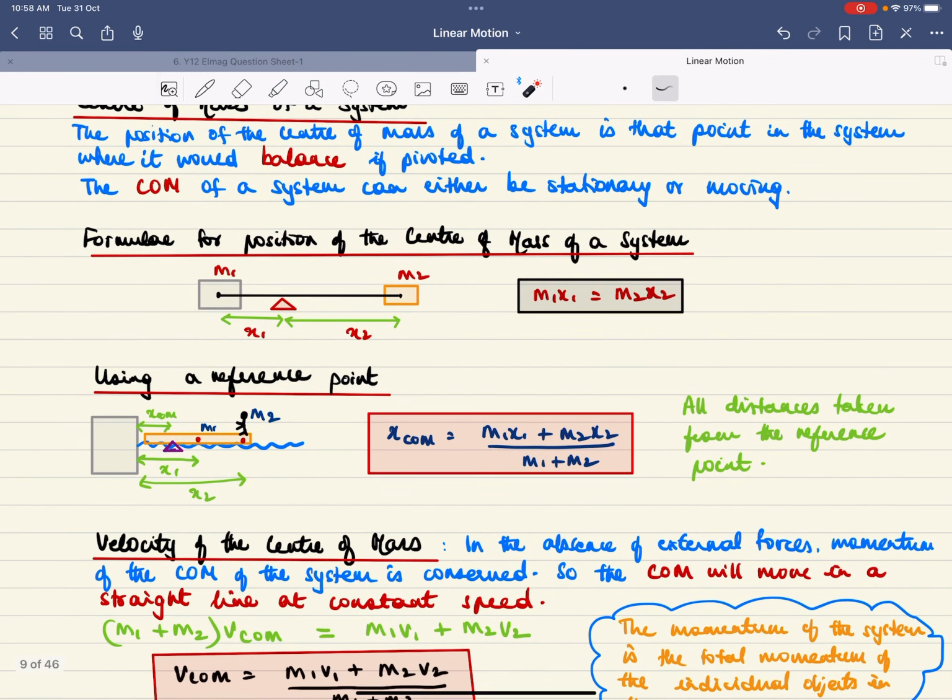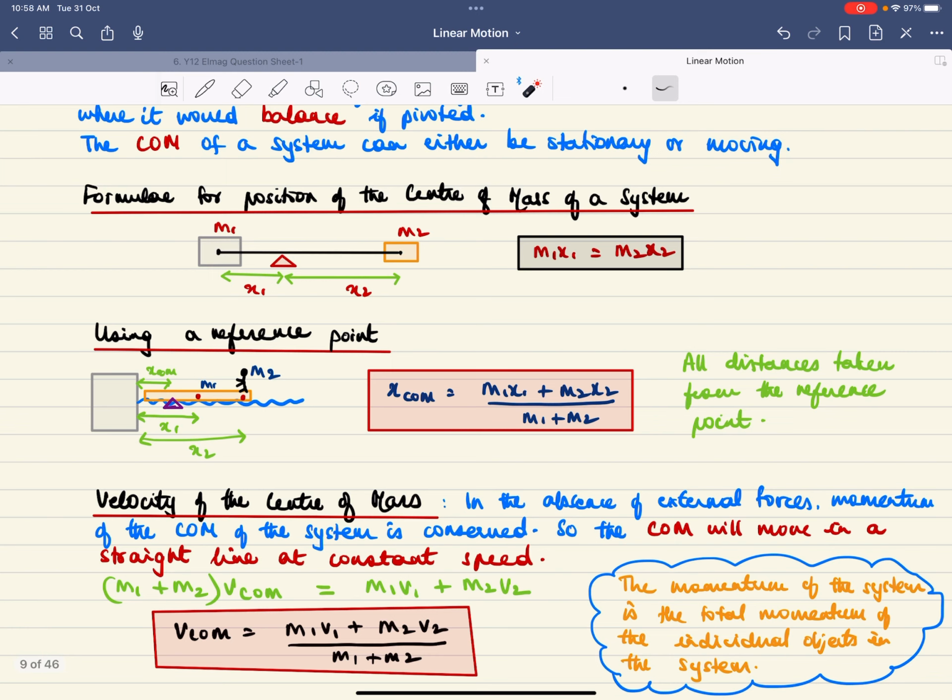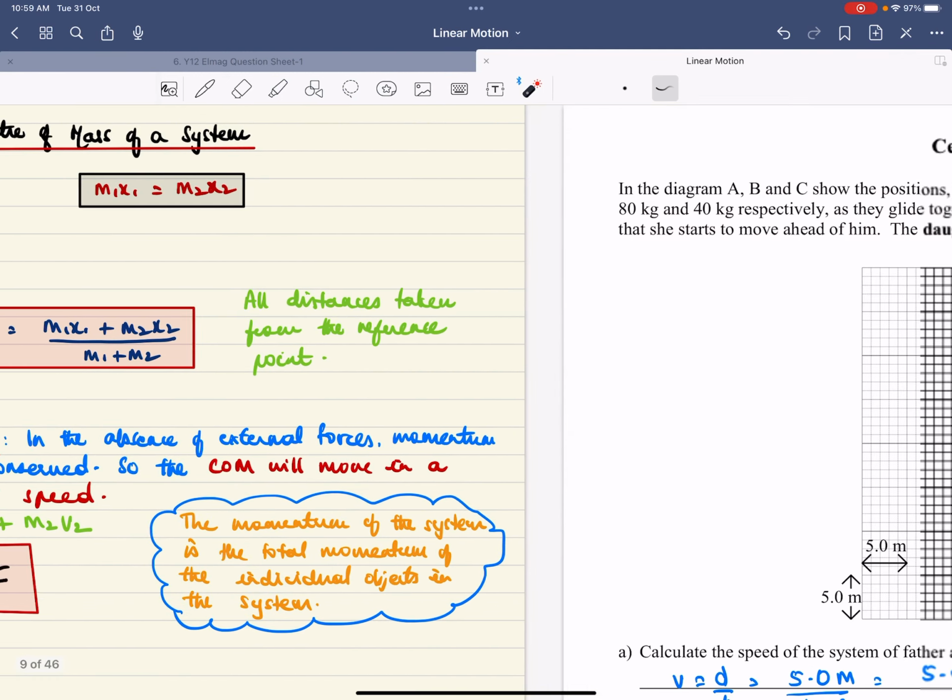Now the velocity of the center of mass can be found from the conservation of momentum. In case there's no external force, then the momentum of the center of mass of the system is conserved. So the center of mass will move in a straight line at constant speed. This is the momentum of the center of mass of the system, and that is a sum of the individual momentum of the particles that make up the system. So that's what that's about, and I have a worksheet which I have solved.